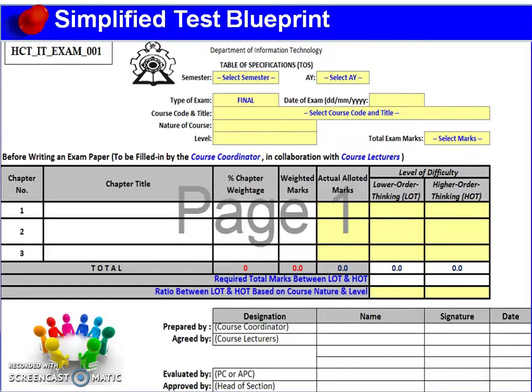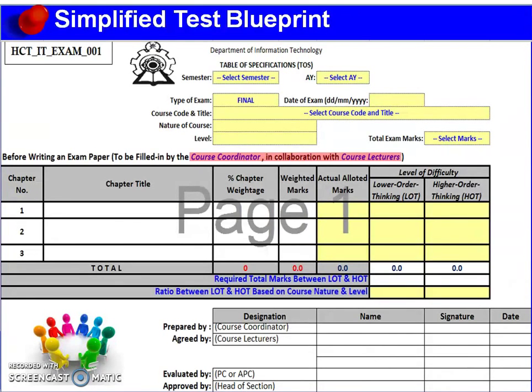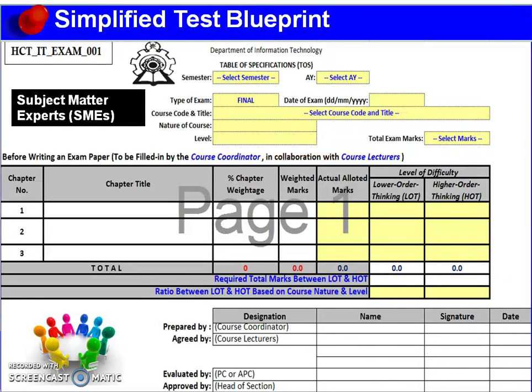Using the interaction design model, the simplified test blueprint had been developed. The test blueprint was developed using a spreadsheet as shown on the screen. The test blueprint should be filled in by the course coordinator in collaboration with the course lecturers. They are collectively known as the subject matter experts, or in short, SMEs.